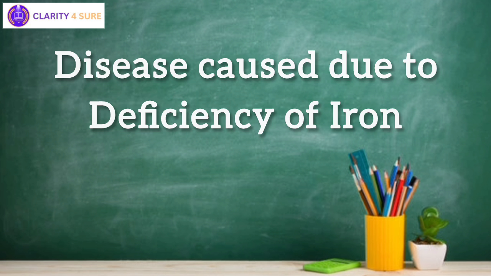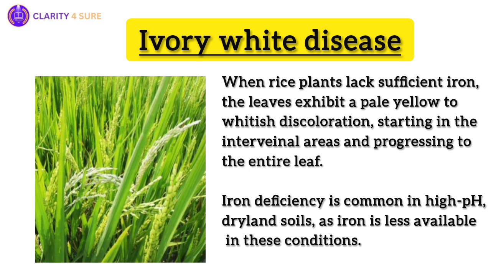Next, we are going to talk about diseases caused due to deficiency of iron. The ivory white discoloration or chlorosis in paddy rice leaves is primarily a symptom of iron deficiency. When rice plants lack sufficient iron, the leaves exhibit a pale yellow to whitish discoloration starting in the interveinal areas, that is between the veins, and progressing to the entire leaf. In severe cases, the entire plant can become chlorotic, that is pale green or yellow, and may even die. Iron deficiency is common in high pH dryland soils as iron is less available in these conditions. Iron deficiency is less common in flooded soils as the reduced conditions can increase iron availability.